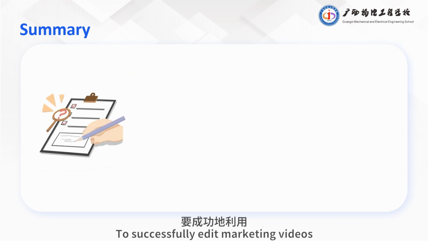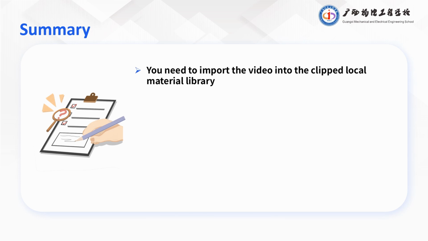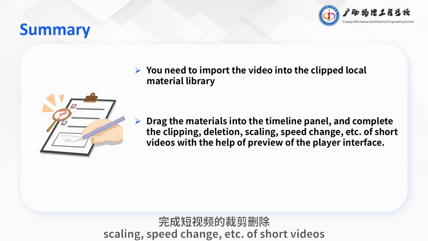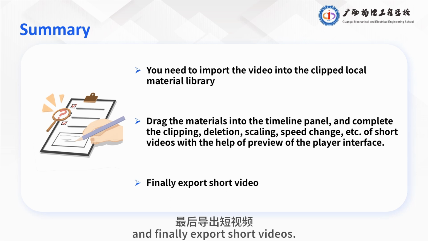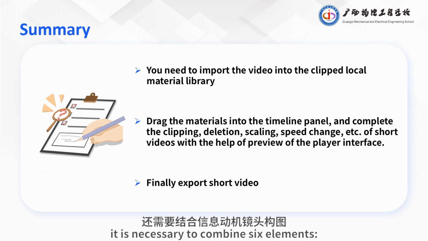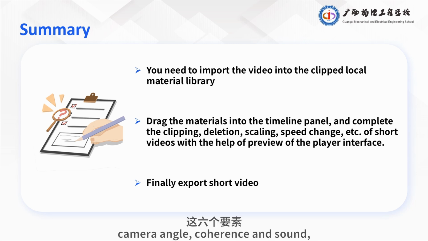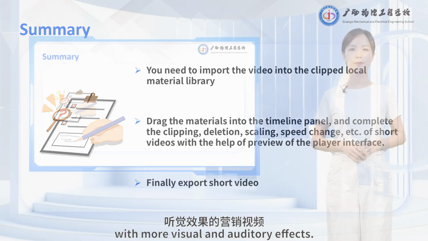Let's sum up again. To successfully edit marketing videos with Jianying, we first need to import the videos into the local material library of Jianying, then drag the materials into the timeline panel, and complete the clipping, deletion, scaling, speed change, etc. of short videos with the help of preview of the player interface, and finally export short videos. At the same time, in the process of video editing, it is necessary to combine 6 elements: information, motivation, composition, camera angle, coherence and sound, so as to produce marketing videos with more visual and auditory effects.